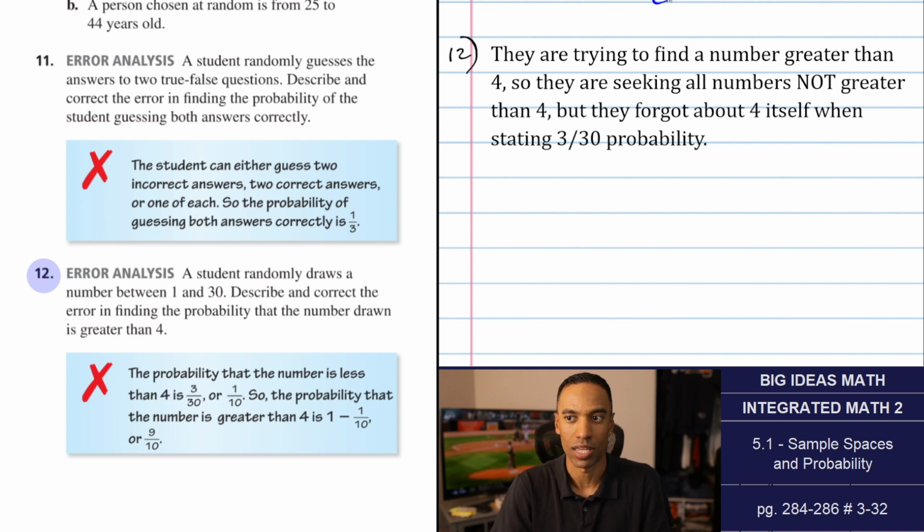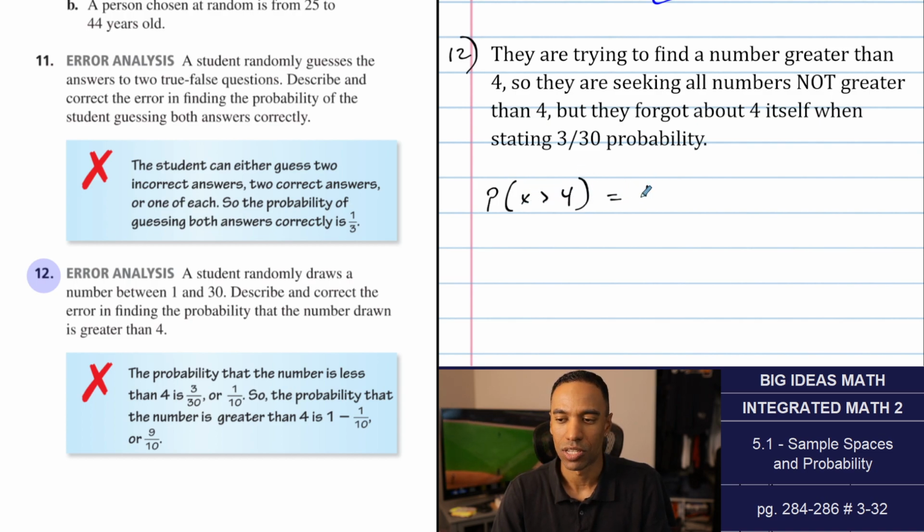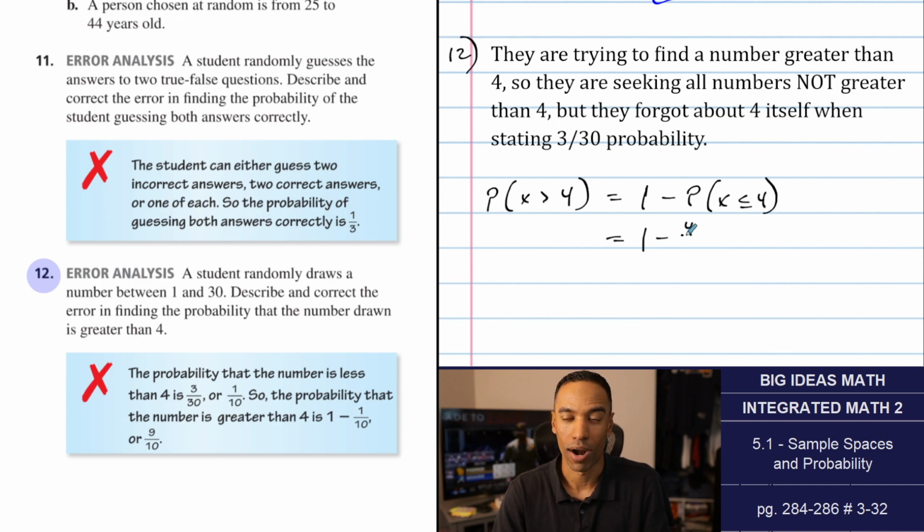We want to say less than or equal to 4. So the probability that a number is greater than 4 is 1 minus the probability that the number is not greater than 4, but less than or equal to 4. 4 matters in that case. So 1 minus 4 out of 30.